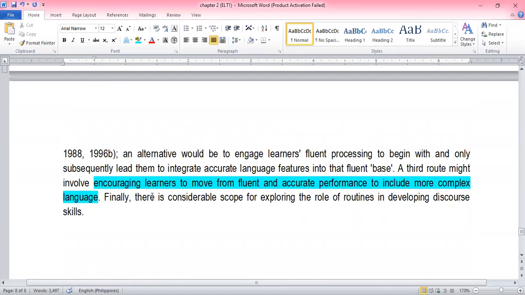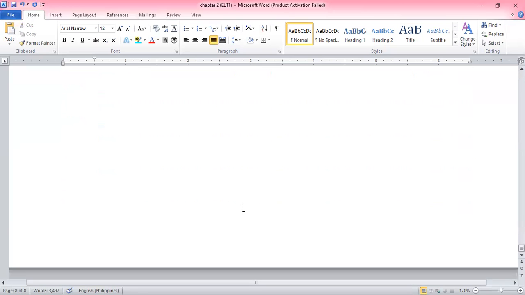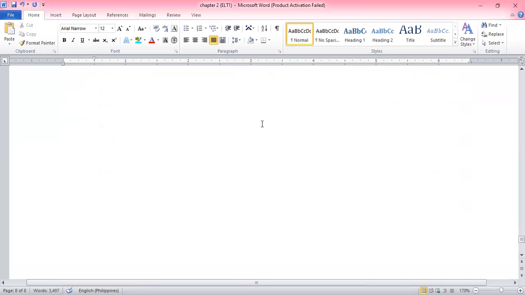And last, encourage learners to move from fluent and accurate performance to include more complex language. Do not only focus on accuracy and do not only focus on fluency, and do not only focus on complexity, but focus on the three at the same time. Okay? So I think that ends our lesson for chapter 2.